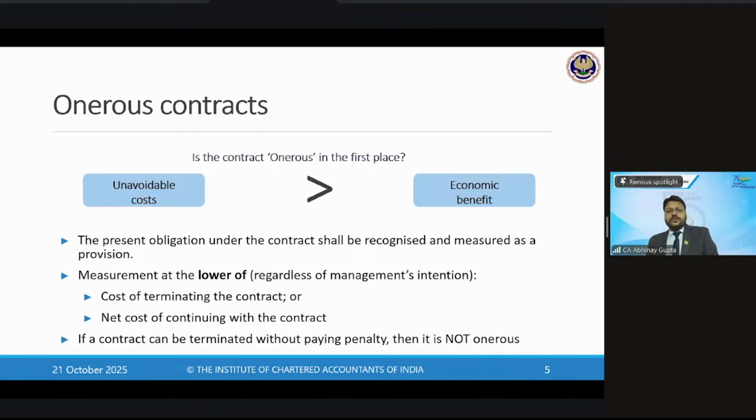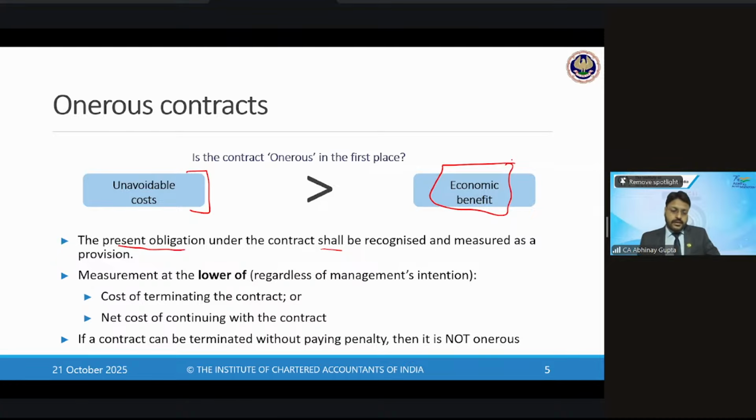Then what are onerous contracts? Onerous contracts are those contracts where the present obligation under the contract shall be recognized and measured as a provision. That is, where the unavoidable cost is greater than the economic benefit, right?